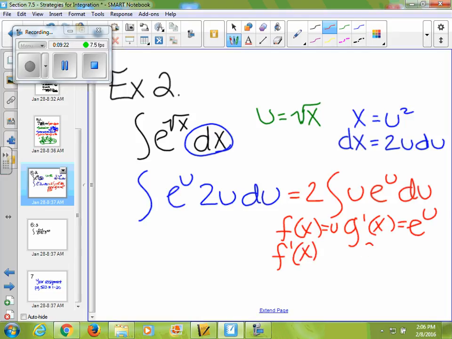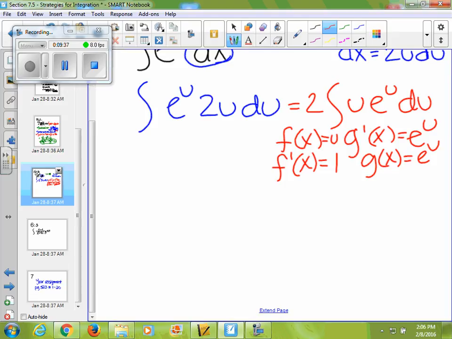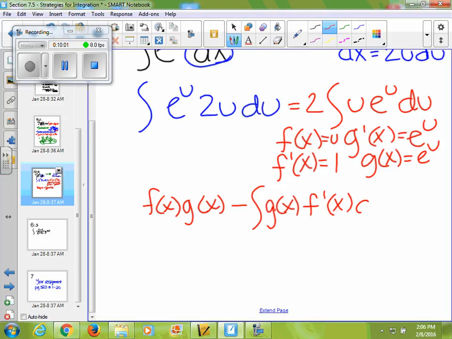If I let g prime of x equal e to the u, then I know g of x is also equal to e to the u. And if I let f of x equal u, then I know f prime of x is equal to 1. And so what's my formula for integration by parts? F prime of x dx.